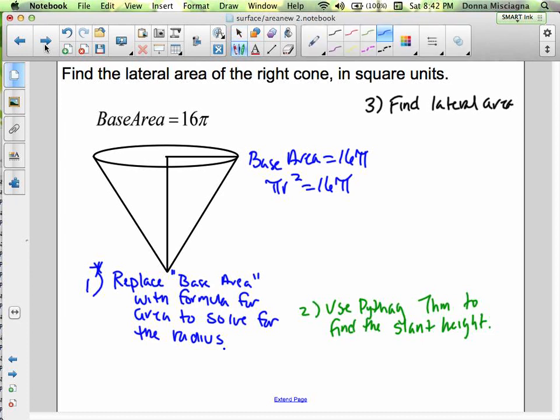All right, so you're going to replace your base area with the formula for area to solve for the radius. Add that to your notes. So we have, therefore, our base area is 16 pi, and we know the area for the circle is pi r squared. So now if we divide both sides by pi, we have that our radius squared is equal to 16. I'm waiting for my numbers to pop up.